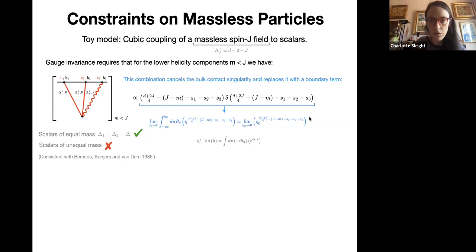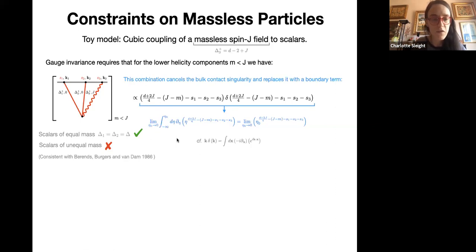So in order for the lower holistic components, this factor here that multiplies the Dirac delta function is what is cancelling the bulk contact term that this Dirac delta function encodes. Since three-point conformal structures involving two scalar operators and a spinning operator are unique, in order for this 3-point conformal structure to also be consistent with gauge invariance, this kind of structure should appear in the lower holistic components when you take the limit where the spin J field becomes massless.